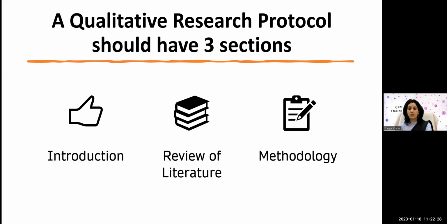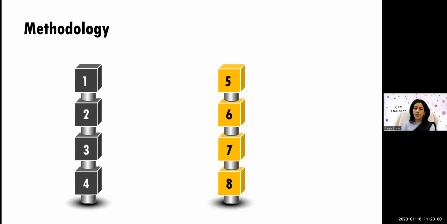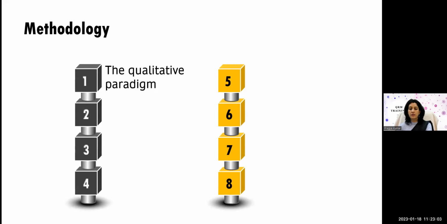So now coming to the third part, which is the methodology. Now comes the role of research paradigm. So in qualitative research, you should always mention your research paradigm. I think few of you have mentioned that while reviewing the protocol, the articles which we have shared yesterday. So whatever methodology we choose is determined by our axiology, ontology, and epistemology. So our methodology again has got these parts. The first starting part should be your paradigm. So what is your qualitative paradigm?